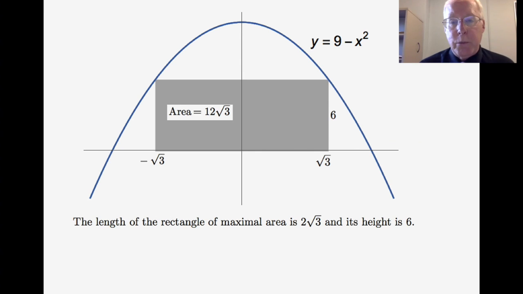So in summary, here's what we found. The rectangle of maximal area has area 12 root 3, and it would look something like this as it is inscribed under this parabola. It has a length of 2 root 3, and the height turns out to be 6.